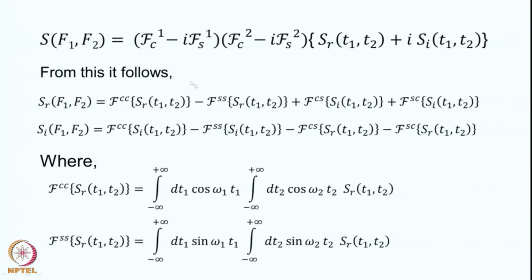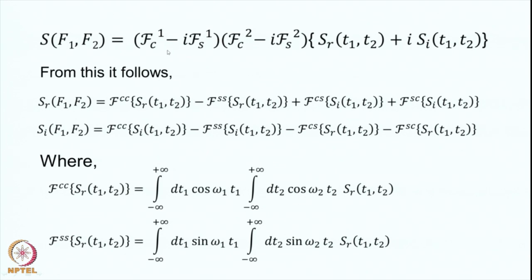Okay. Now, we apply this formulation to both the domains. This is for the first domain, which is the t1 domain, and this is for the t2 domain time axis. So, Fc1 minus iFs1 and this is Fc2 minus iFs2, and here we explicitly write this time domain signal as SR(t1, t2) plus iSI(t1, t2).